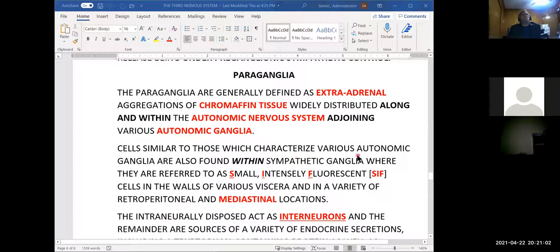Cells similar to those which characterize various autonomic ganglia are also found within sympathetic ganglia, where they are referred to as small, intensely fluorescent, or SIF cells. So there's the definition of SIF. They are found in the walls of various viscera and in a variety of retroperitoneal and mediastinal locations. Okay, this explains patients who look like they have a pheochromocytoma, but none is found, exactly, because they can have them in a variety of very small areas that are basically undetectable because it's so widespread. That's exactly right, Dr. Dixon.